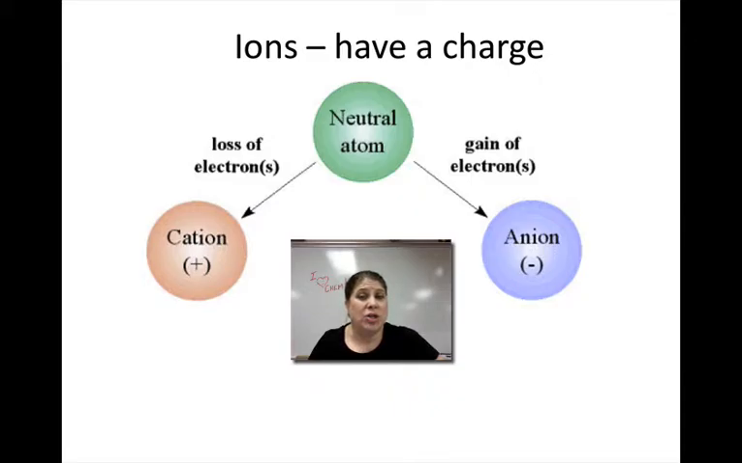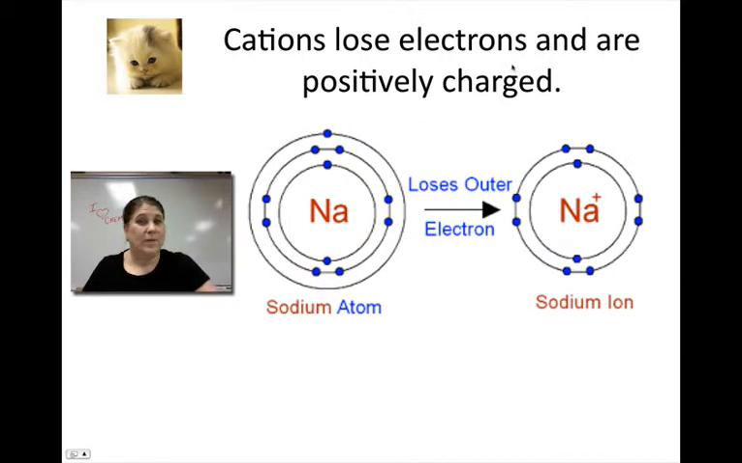Here's the key to charges. Ions start as neutral, but then they lose electrons. They become positively charged. We call them cations. And anions are the opposite, negatively charged because they gained electrons. At this station, we're going to talk about cations. Cations are positively charged because they have lost electrons. Remember that because cats are positive and cute and furry and positively charged.